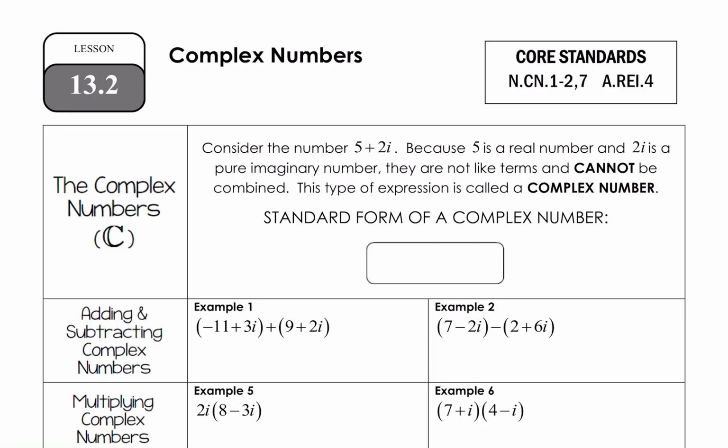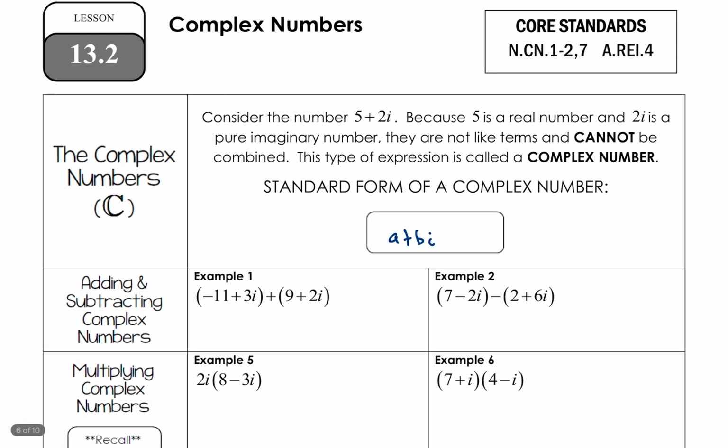We talked about this last time, and we also talked about the standard form of a complex number last time, but we'll say it again. Standard form for a complex number is a plus bi. That's important because Delta Math and other programs will not accept your answer unless it's written in standard form. They want your real part followed by your imaginary part. So the goal of today is to add, subtract, multiply, and divide complex numbers.